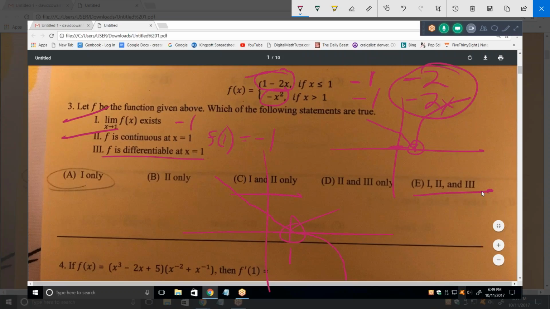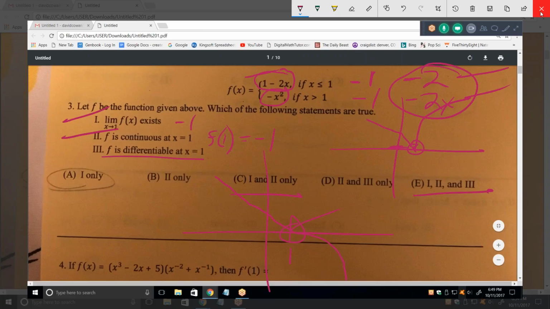That is a corner or a cusp. And I think actually the proof of that was analyzing the slope to the left and to the right. If they're not the same, it's a corner or a cusp.